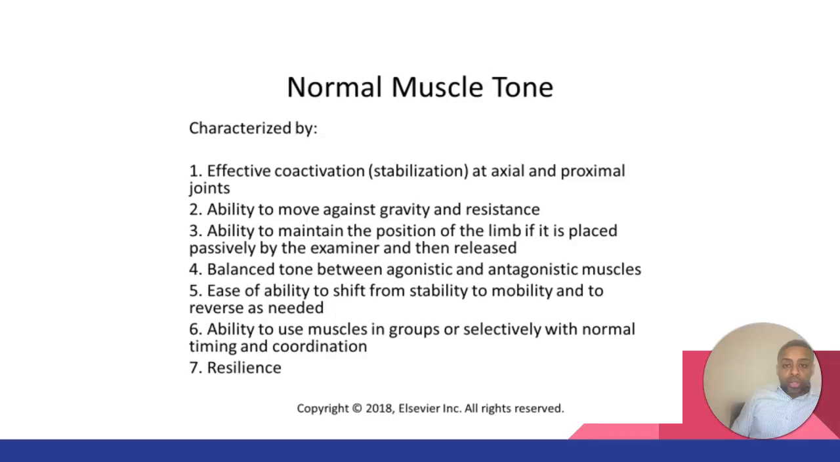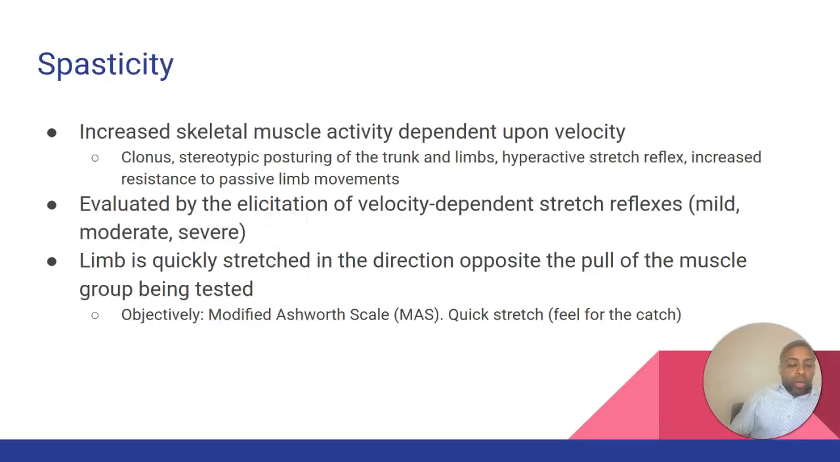All right, so spasticity is oftentimes seen in muscles that are hypertonic. And spasticity is increased involuntary muscle activity dependent on velocity. So it's velocity dependent.